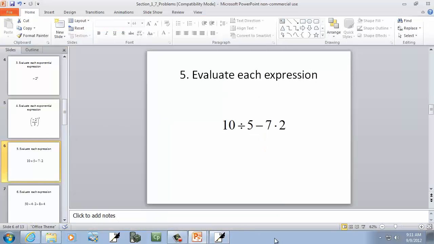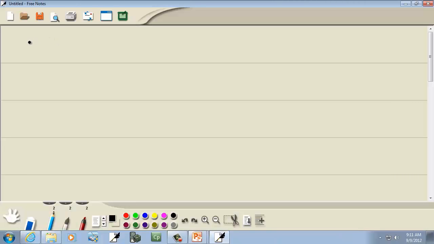Okay, let's look at this problem. 10 divided by 5 minus 7 times 2. Please excuse my dear Aunt Sally. Please, do what's inside parentheses. There are no parentheses. Excuse, do exponents next. Don't have any exponents. My dear, multiplication and division, I encounter either one from left to right.